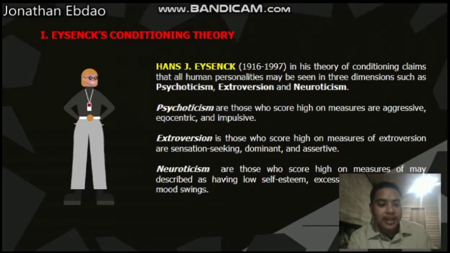The next one is the Eysenck conditioning theory. Eysenck's theory of conditioning claims that all humans' personalities may be described in three dimensions, such as psychoticism, extraversion, and neuroticism. Those who score high on psychoticism are aggressive, egocentric, and impulsive. Those who score high on measures of extraversion are sensation-seeking, dominant, and assertive. Those who score high on neuroticism may be described as having low self-esteem, excessive anxiety, and wide mood swings.